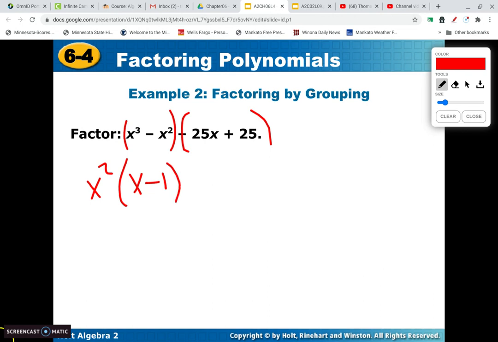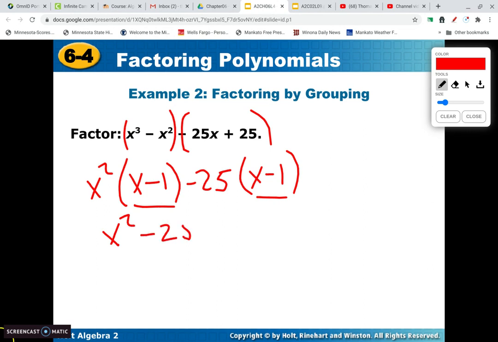All right, now in this one, I can take out a -25. And careful, if I take out a -25, it leaves me with an x. If I take out a -25 there, it leaves me with a -1. All right, so notice I have the same thing there, and that's what we want. So what I can do is rewrite this as x squared minus 25 in one parenthesis, and then the other parenthesis is x minus 1.